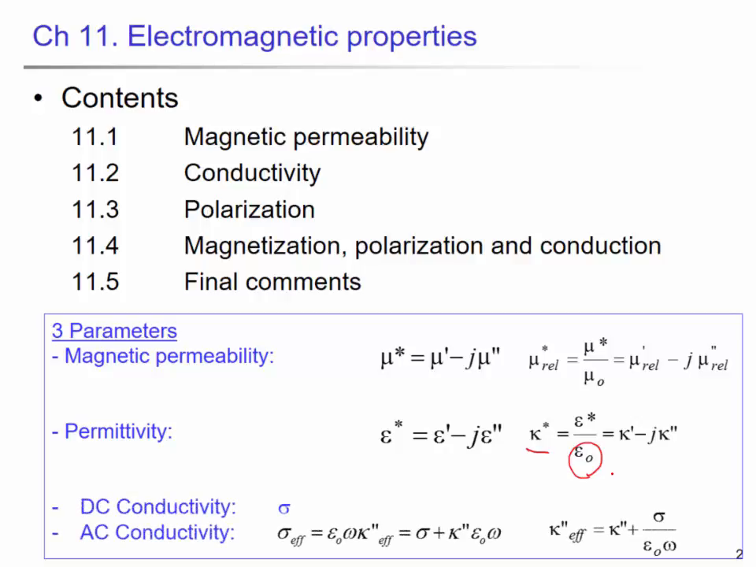And the last one is the conduction. So how the charge can move, how fast they can move, or how much quantity can move. Conduction is related to the quantity of the charge moving, and also the velocity of the charge moving. Okay? So sigma and sigma effective. When you apply DC at zero frequency, that's just the DC conductivity, and AC conductivity is when you apply the AC current.